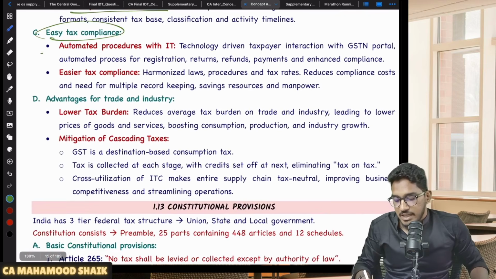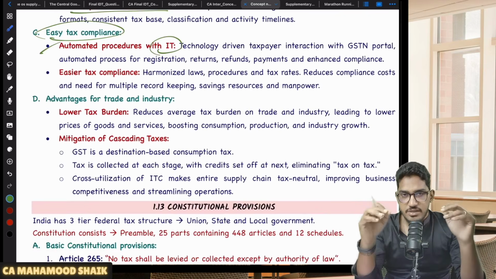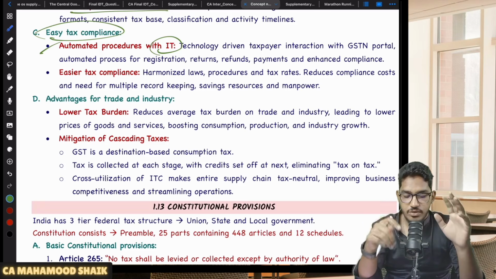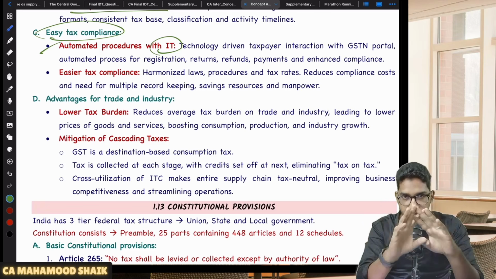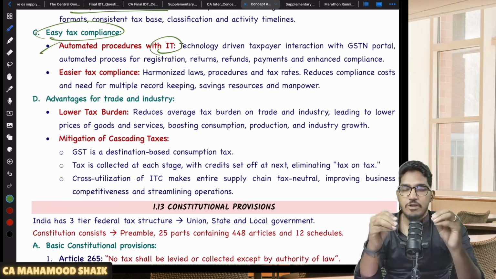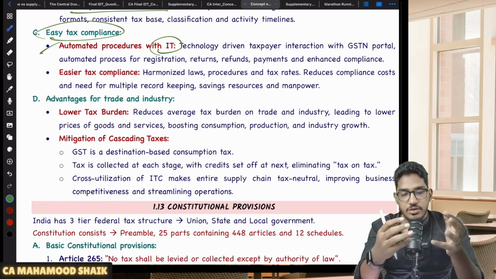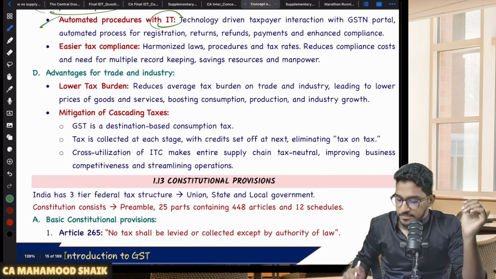Easy tax compliances. Everything is technology driven. IT processes are there. Everything we are doing today in GST with the help of technology. No manual going to the offices and also submitting any manual forms. Nothing is there. Everything is technology driven. We have one single common portal, and through that single common portal, we are getting all our compliances done.